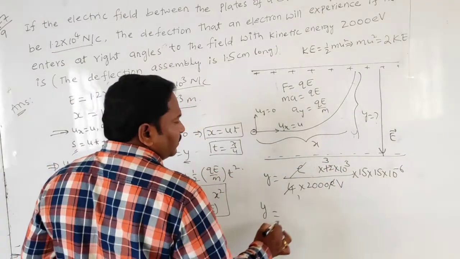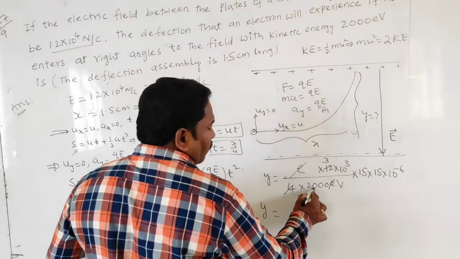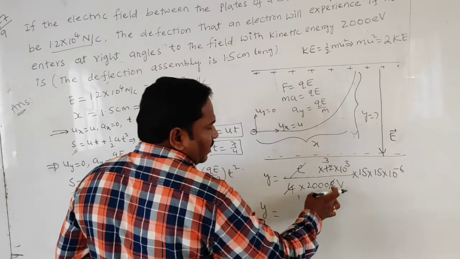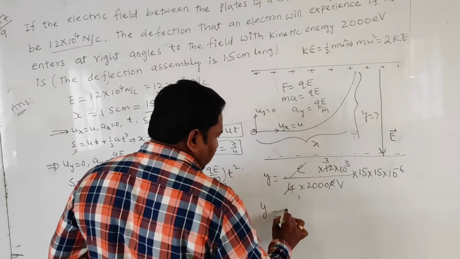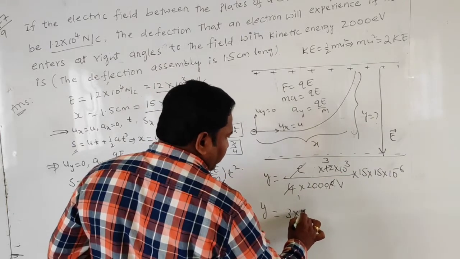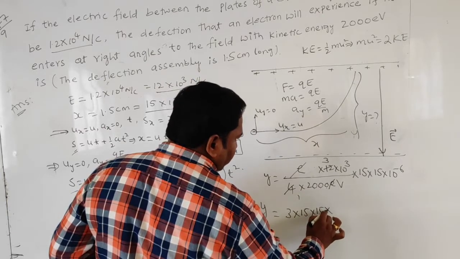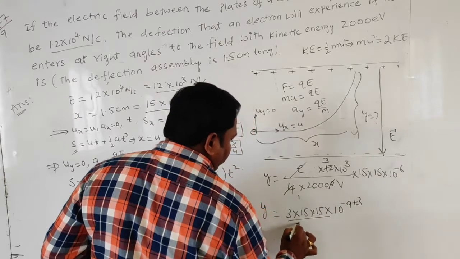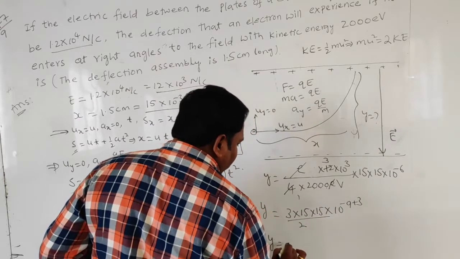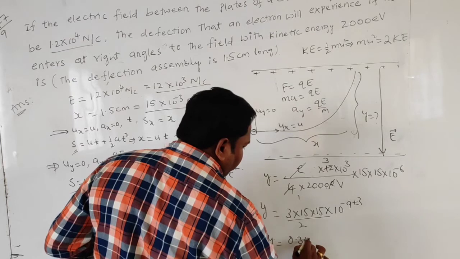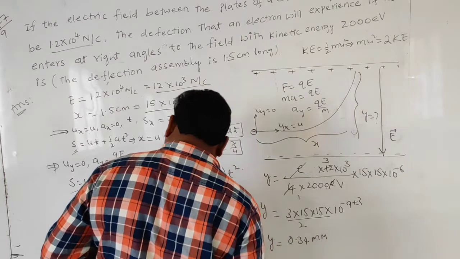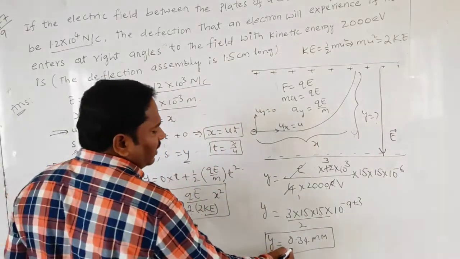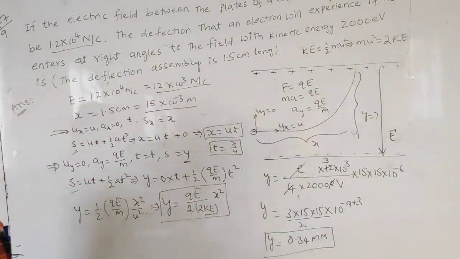So now y equals 10 power minus 9, 10 power minus 9 plus 3, 3 into 15 into 10 power minus 9 plus 3 divided by 2. So then we get the answer 0.34 millimeters. After calculation we got the answer 0.34 millimeters.